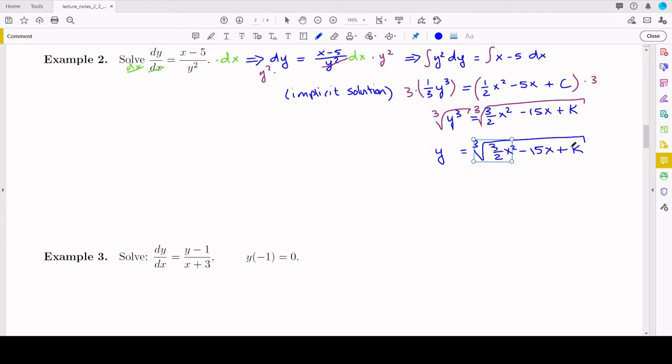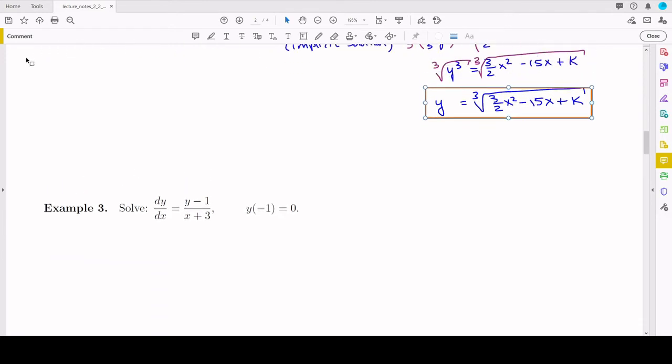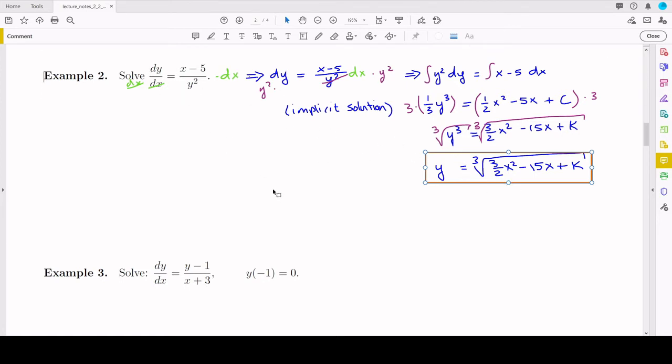We would need to figure out what the value of that constant is if this problem had an initial condition, but it does not. So this is our final answer. And if you're bored on a Saturday evening, you can take this function, plug it into this differential equation to see if it is indeed a solution.